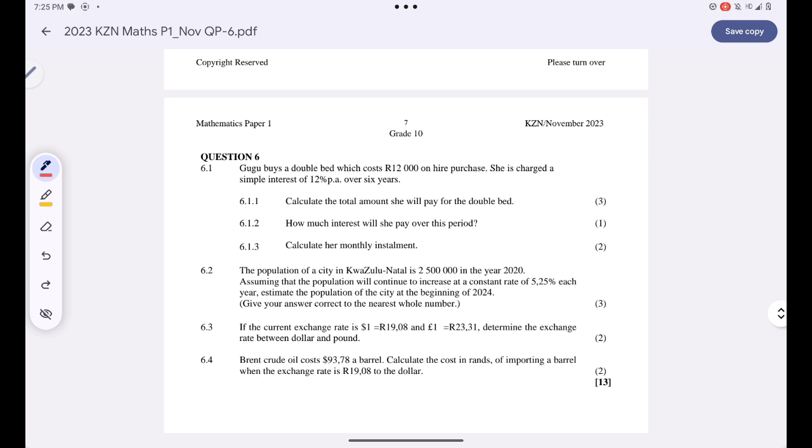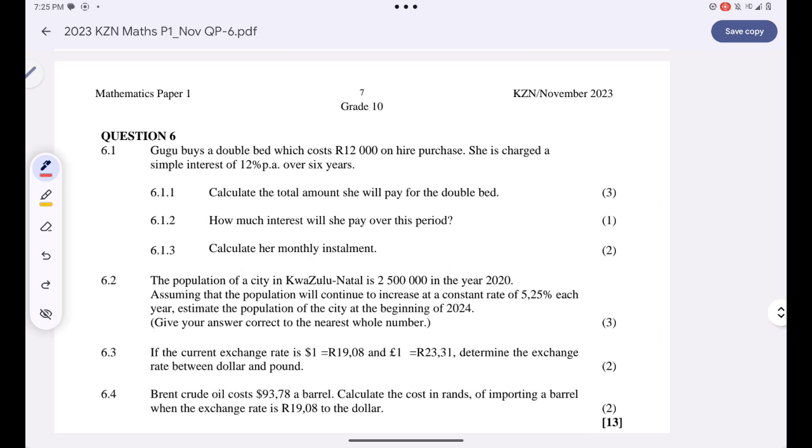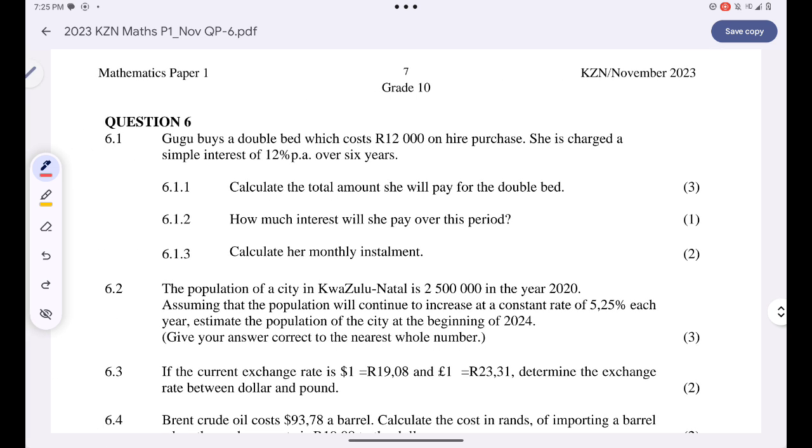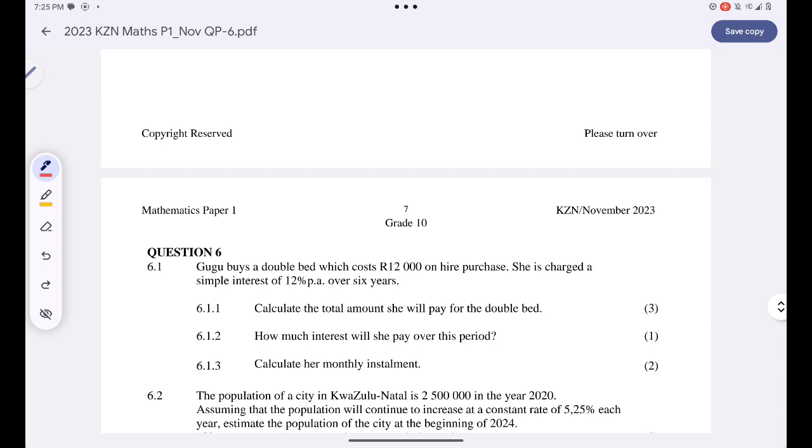We are told that Ukuku buys a double bed which costs 12,000 on a hire purchase. She is charged a simple interest of 12% per annum over 6 years. Calculate the total amount she will pay for the double bed. They just want us to calculate the accumulated amount.